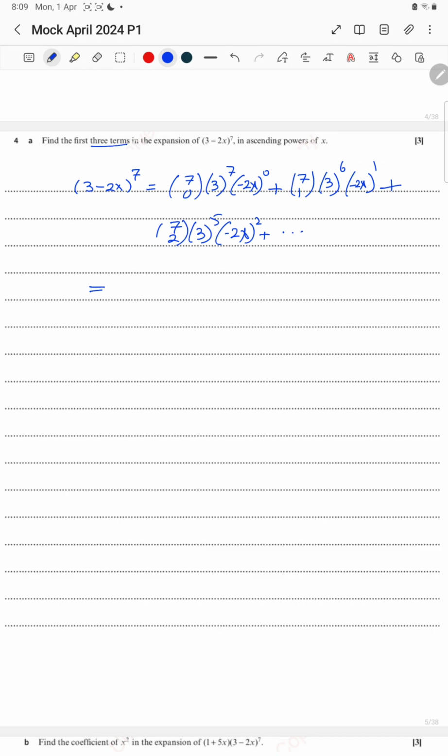Now with the help of calculator, we just need to simplify it. I'm going to write the results. We get 2187. Once we solve this, minus 10206 x, because this minus will come here, and this minus because of the square will be exempted, plus 20412 x square plus so on, right? This is the first 3 marks question for part A. I hope it is clear.